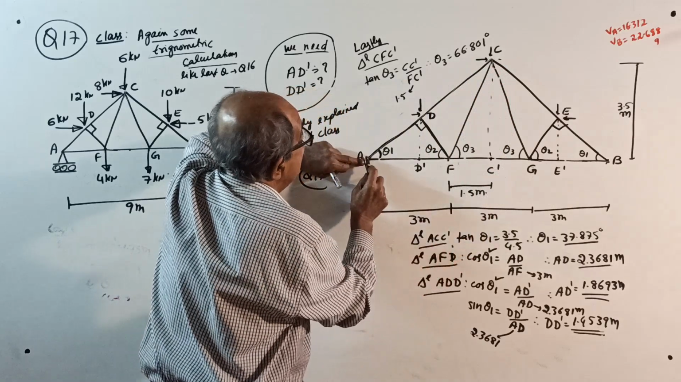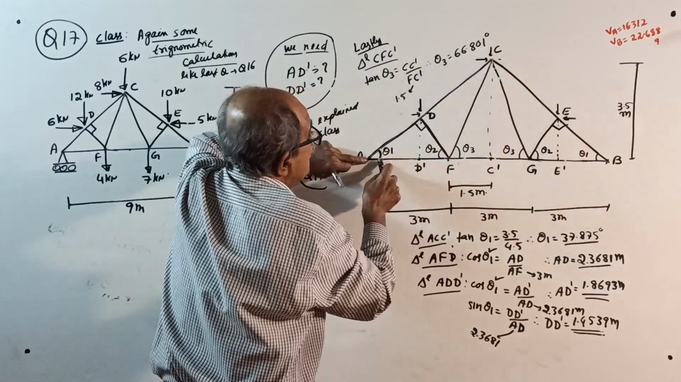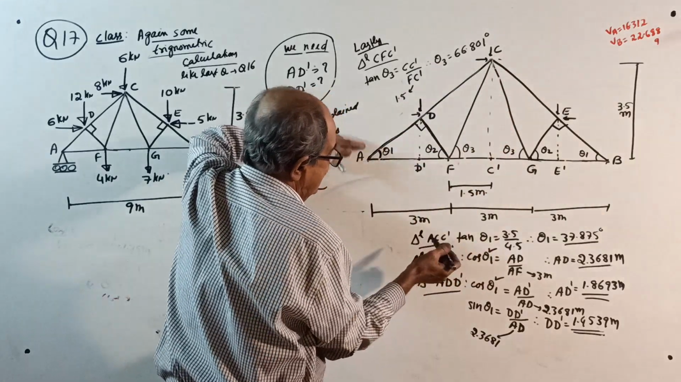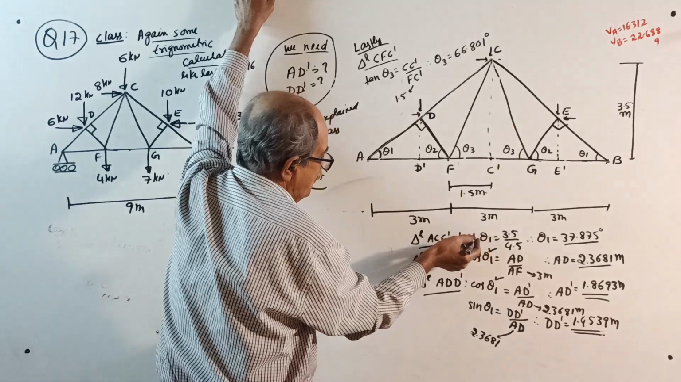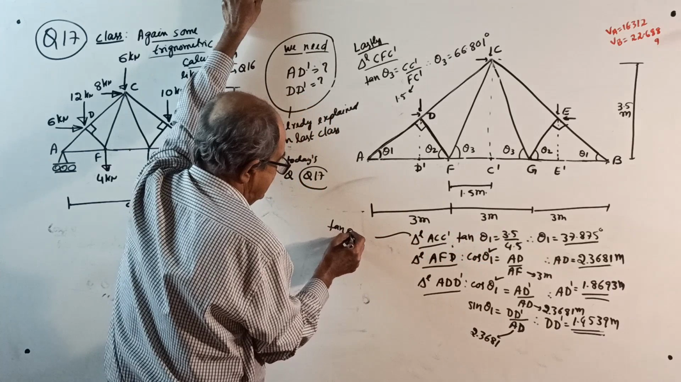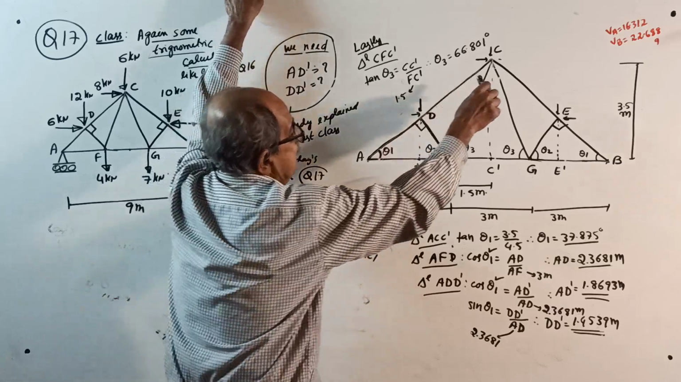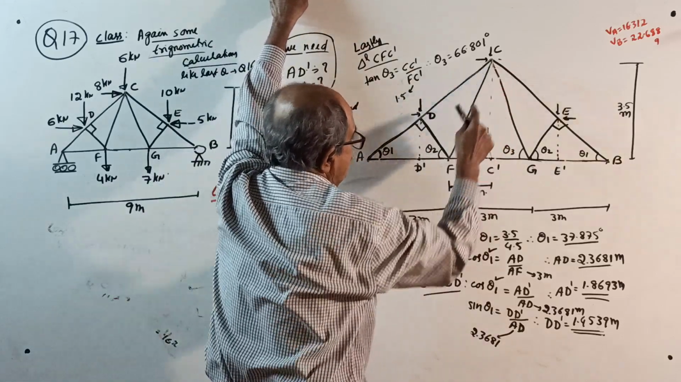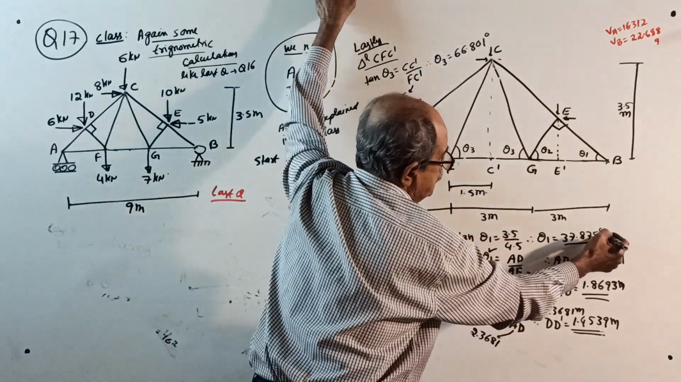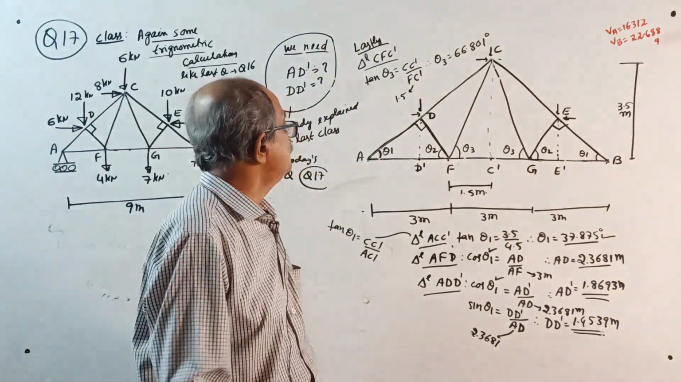If you consider triangle AC C dash, tan theta 1 equals CC dash by AC dash. I write it here: tan theta 1 equals CC dash by AC dash. CC dash is 3.5. AC dash is 3 plus 1.5, that is 4.5. You get theta 1. This theta 1 is the same as the last question. So, theta 1 you got.